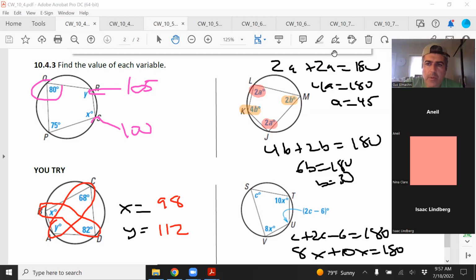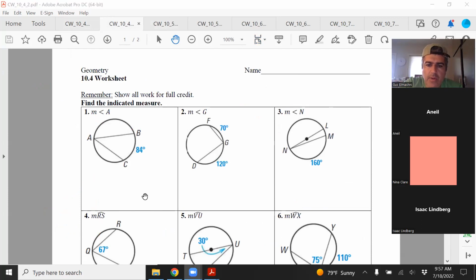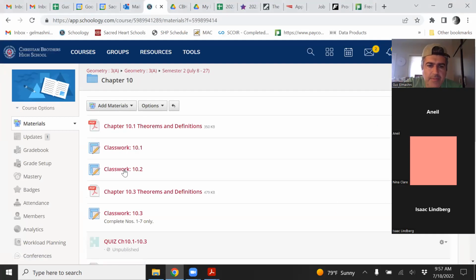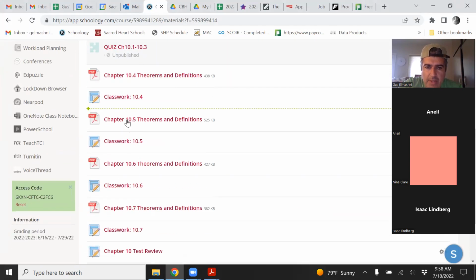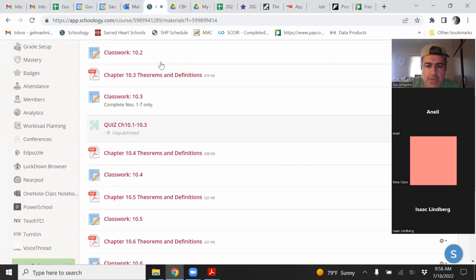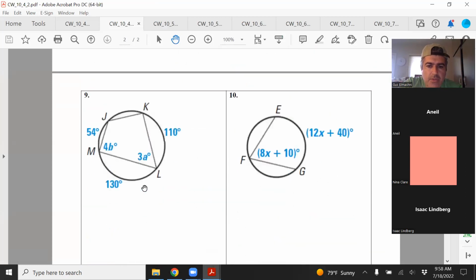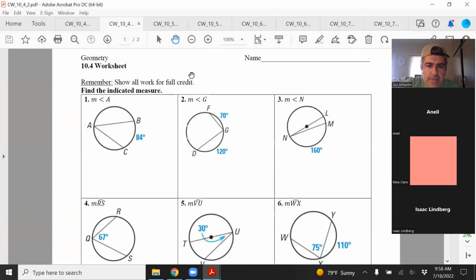Okay, I think we have time to do a little bit of the worksheet so you guys get some more practice on this, because I don't want to overwhelm you with too much information without some practice. So here's a worksheet for 10.4. If you go to Schoology, click on chapter 10, you'll see the theorems and definitions we just did, and then the classwork is what you want to do. That's how this is all set up. There are the theorems and definitions that we're going to cover, and then the classwork that follows. So why don't you guys work on just the evens. So 10.4 worksheet, just the evens.